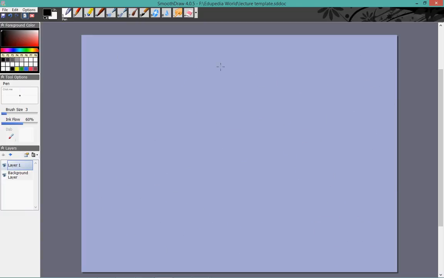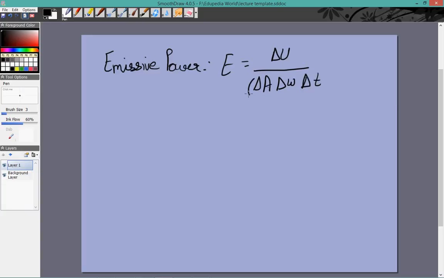So let's look at a few quantitative terms that are used when measuring radiation. One of them is emissive power, and it is a measure of how much a body radiates energy. It is defined as delta U by delta A, delta W, delta T. Delta U is the energy radiated, so it will be in joules. Delta T is the time, so energy radiated per unit time, energy radiated per unit area.